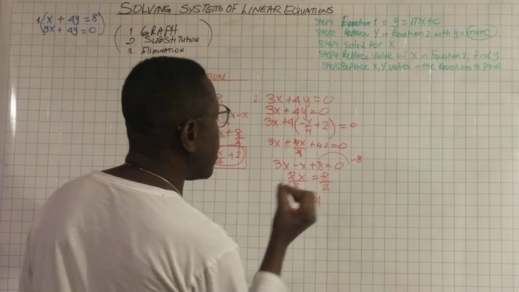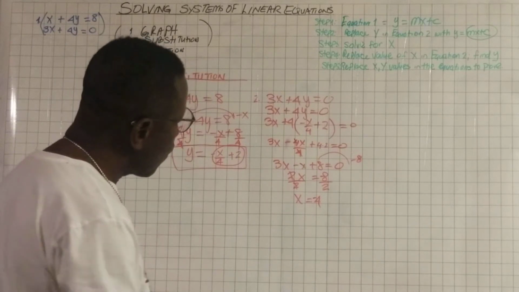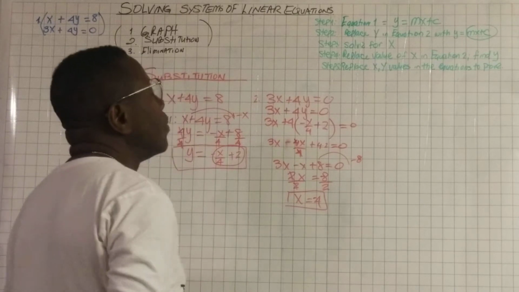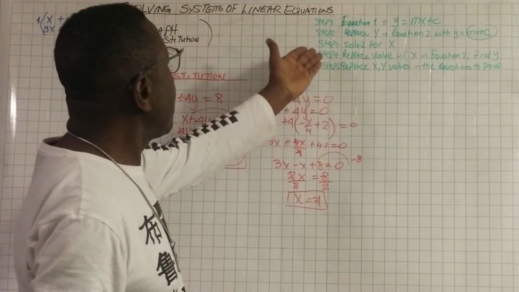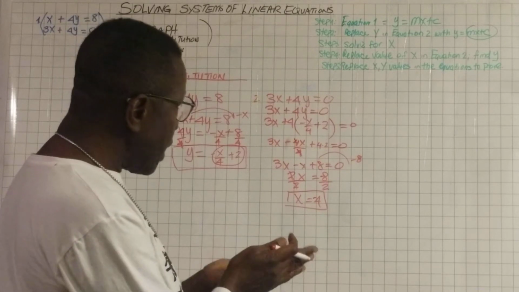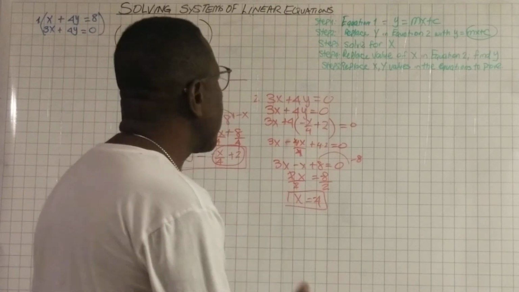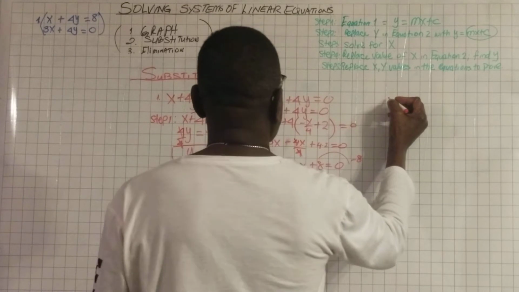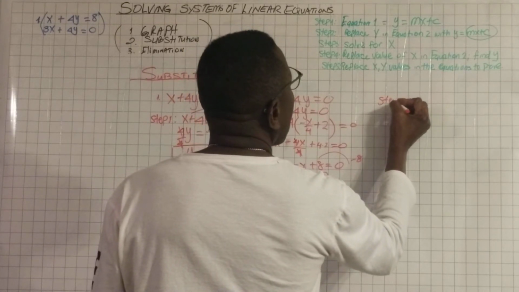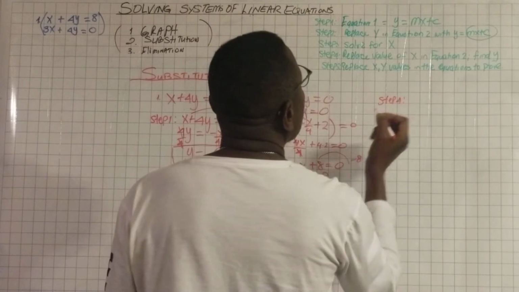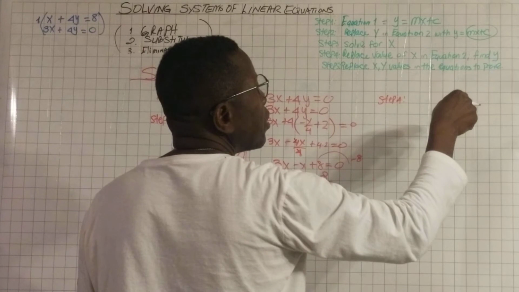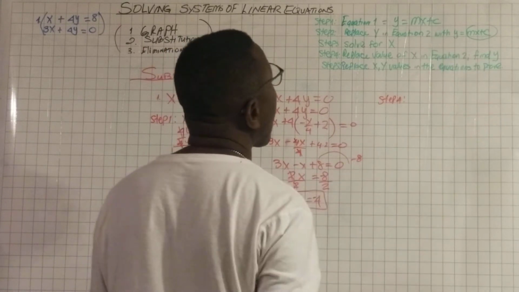So x is equal to minus 4. Okay? We know x is equal to minus 4. Step 3, replace x in the second equation and find y. The second equation, this is step 4. Replace the value of x that we found into equation 2 and use it to find y.